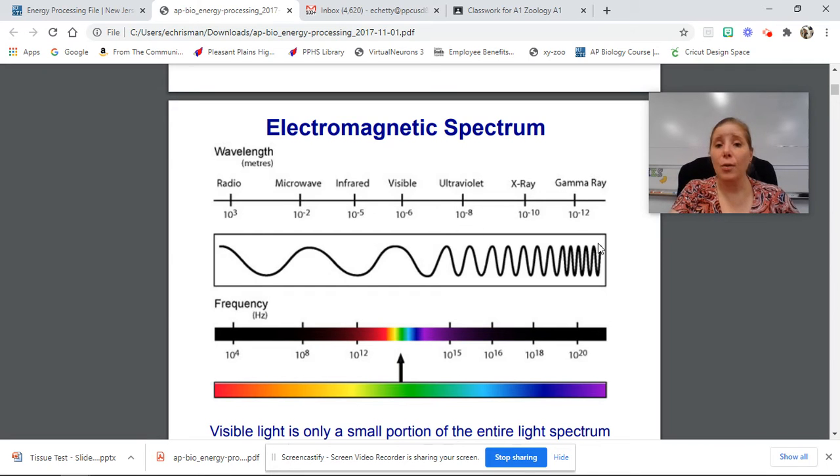Ultraviolet, X-ray, and gamma rays carry a ton of energy, and their wavelength is very short. The frequency is very high. So if you get exposed to a lot of UV, X-ray, or gamma rays, you are getting a ton of energy being focused in on your skin. When you're overexposed to these things, you might get cancer. It can be a carcinogen.